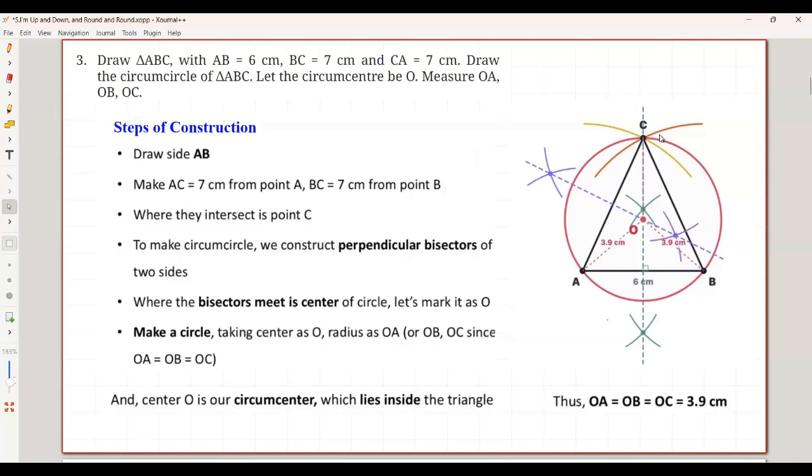Take it in your compass and draw an arc. So you'll be getting triangle ABC. Next, you have to construct a perpendicular bisector of AB, BC, and CA. Where the three perpendicular bisectors intersect, that point is called O. Here O is inside the triangle. So keep O as the center, OA as the radius, and draw the circle. Next, they are asking us to measure OA, OB, OC. If you measure OA, OB, OC, you get 3.9 centimeter.